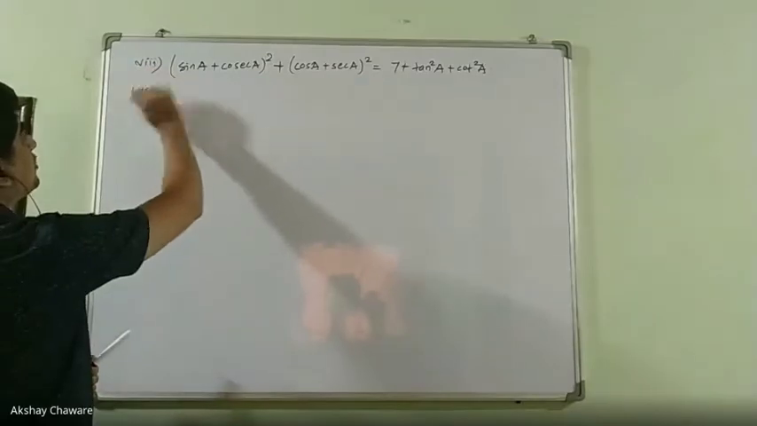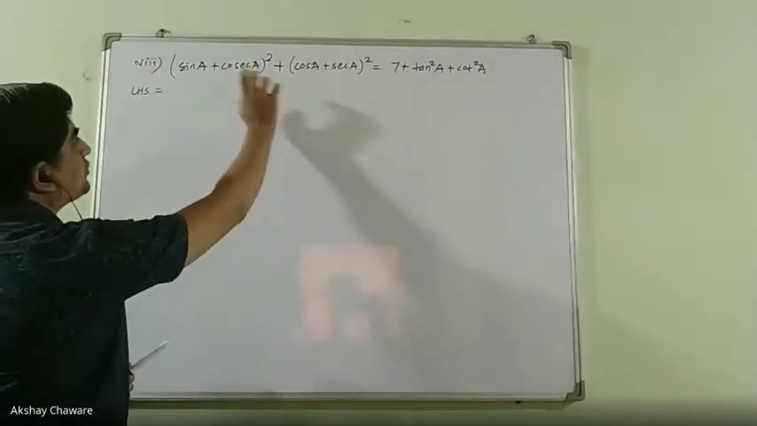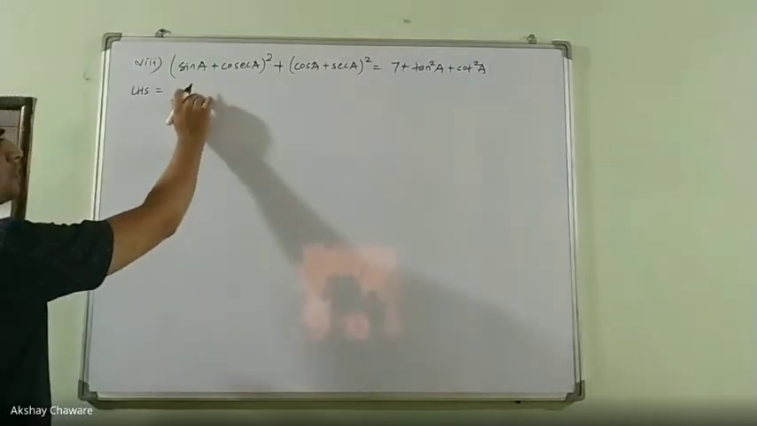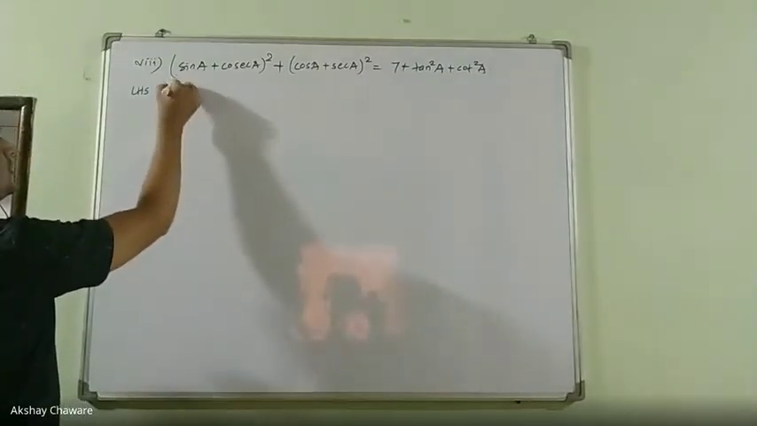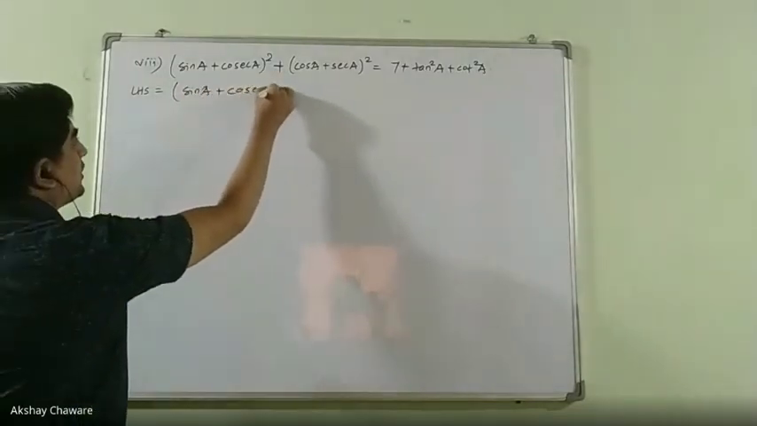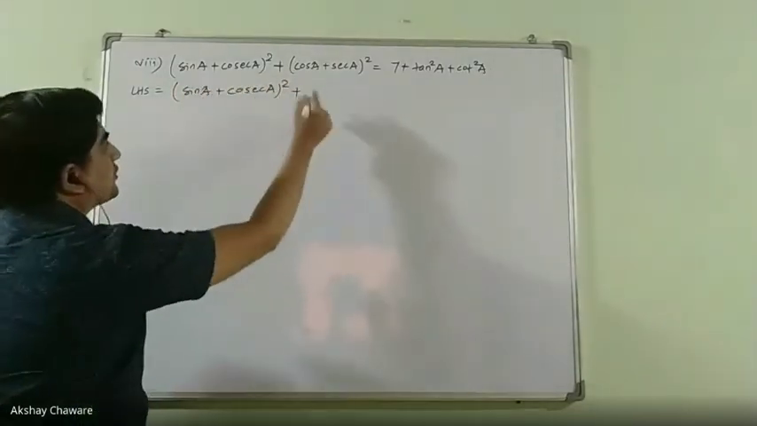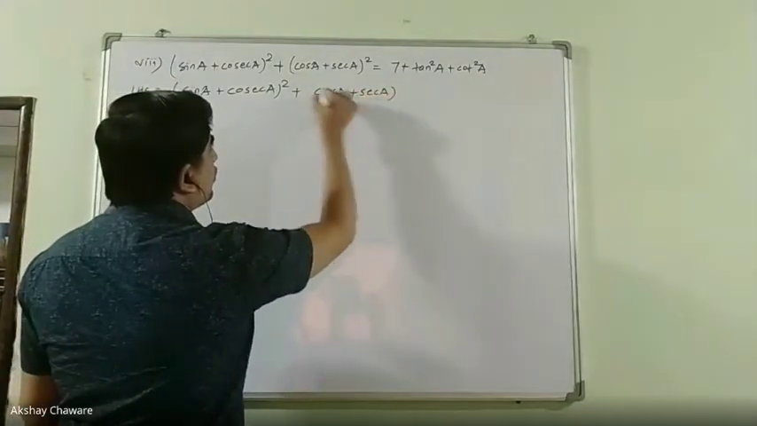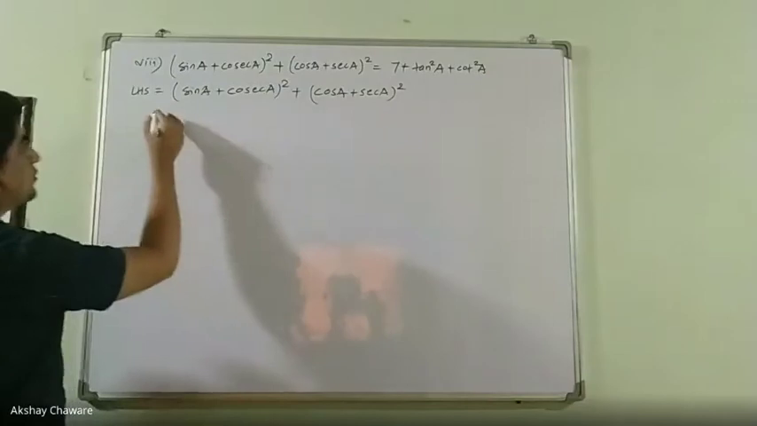So next question, question number 8: (sin a plus cosec a) whole square plus (cos a plus sec a) whole square is equal to 7 plus tan square a plus cot square a. So let's consider the LHS first. There are two brackets with complete squares, right? So (cos a plus sec a) whole square. Let's expand this bracket.